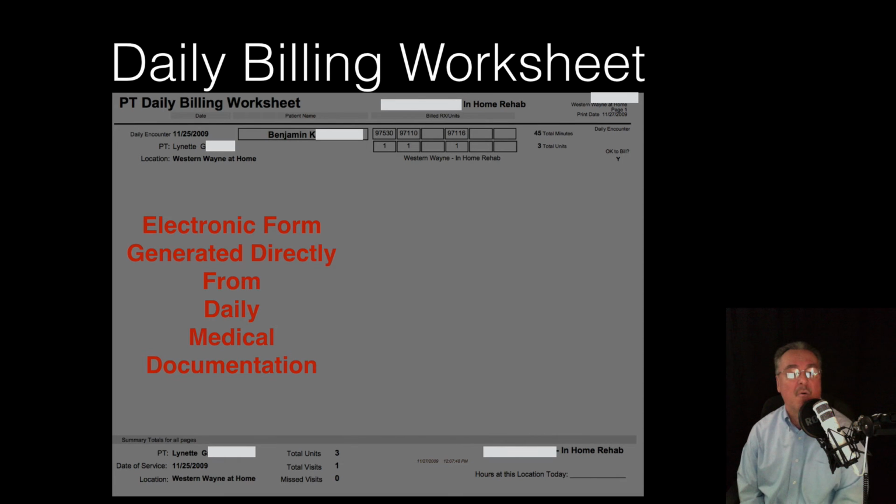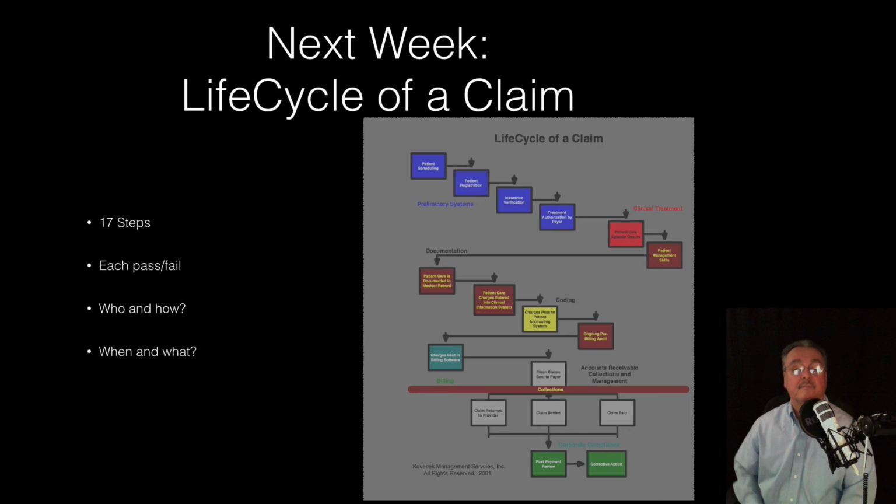This is now what we use, which is an electronic form that's generated directly from the medical record or the medical documentation. What you can see here is that from the patient's daily note, the daily encounter was identified as this date. Here's the patient's name. Here's what happened, and it totals, and there's also an approval to bill. The therapist is identified. Okay, and this one is also, of course, redacted.